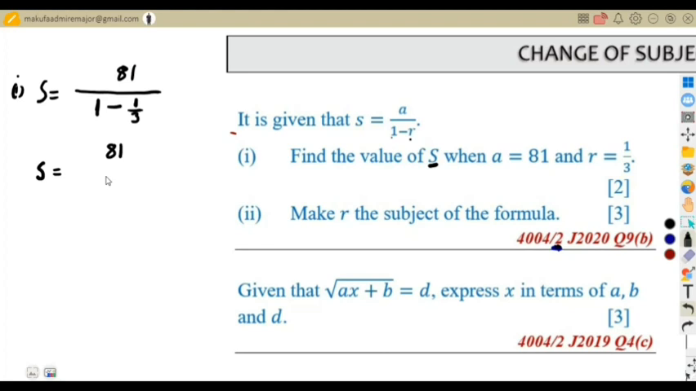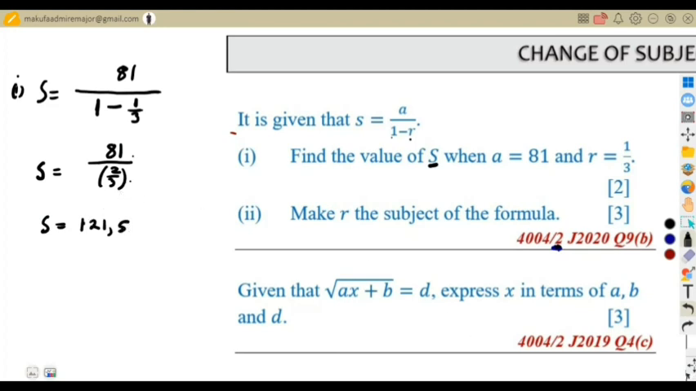So this is going to give us 81 over, if we subtract 1 minus 1 over 3, you are going to obtain 2 over 3 in this case. Then we divide 81 by 2 over 3. That is the idea of our question. That gives us 243 over 2, which as a decimal is 121.5. Like I said, this is paper 2.